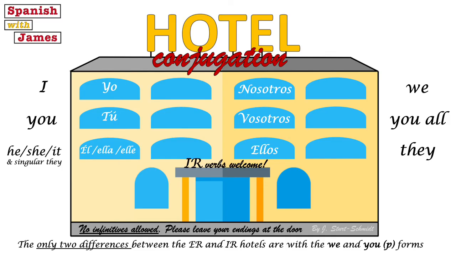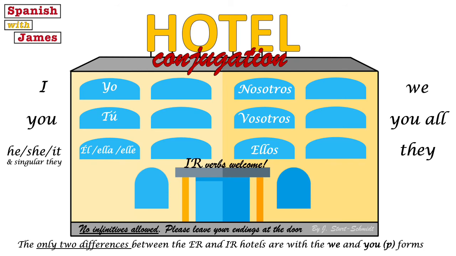Now again, it looks just like the AR one, it looks just like the ER one, and there are actually only two differences from the one next door. So this hotel looks a lot like the ER Verb Hotel, and there are only two differences, and those differences are with the we form and the you all, the you plural form.